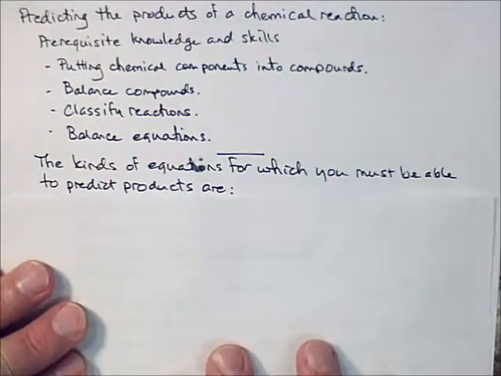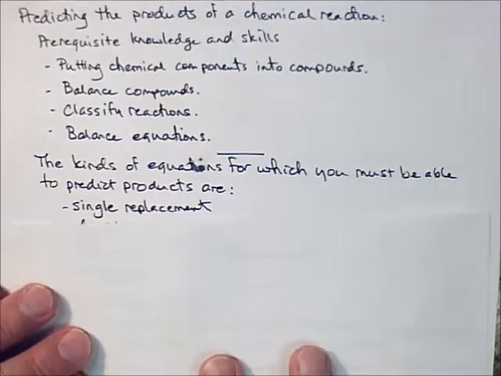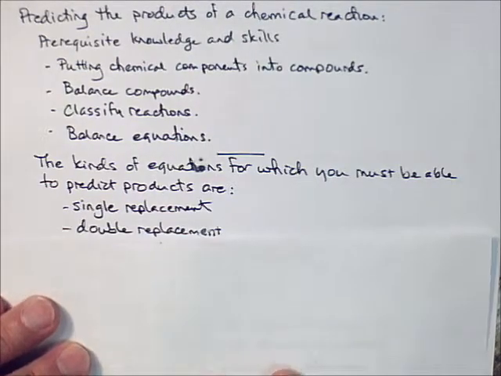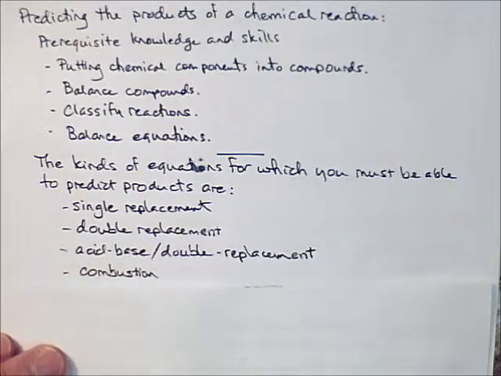Okay? Now the kinds of equations for which you will be able to predict products are, like I said, only 4 out of the 6 you've learned. You have to learn how to predict the products for single replacement reactions, double replacement reactions, acid-base double replacement reactions, and combustion. Now, if you're trying to take notes, and if you're watching this video because you were not in class and you're trying to catch up, press the pause button, take down the notes, and then move forward, okay? I'm just going to speed through these for the video here.